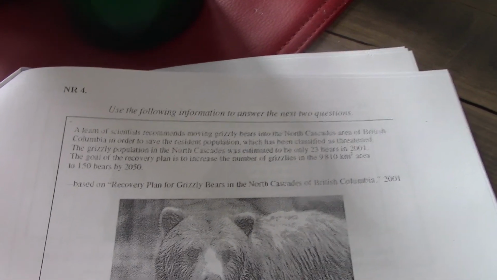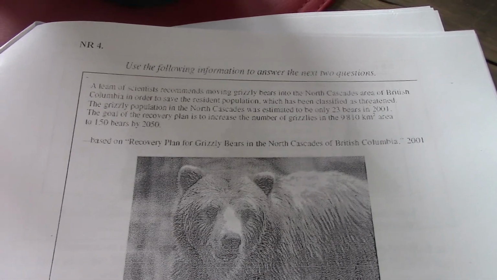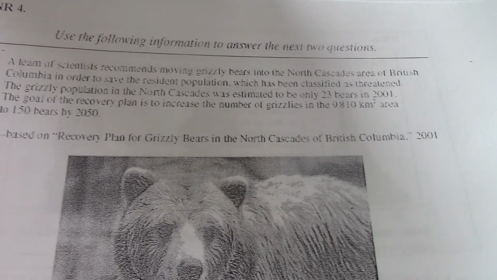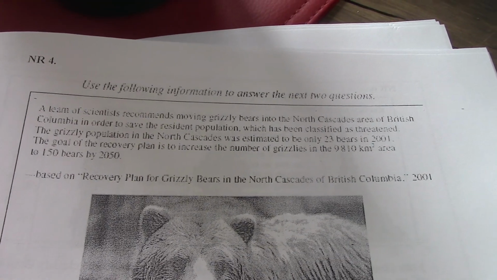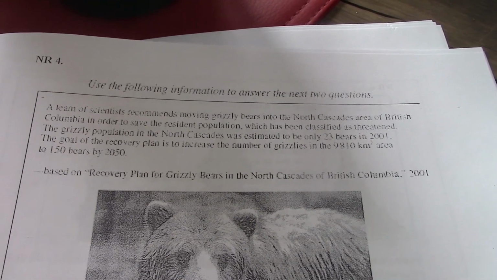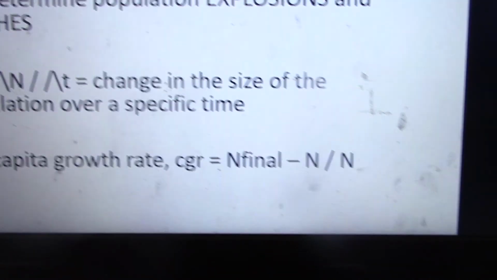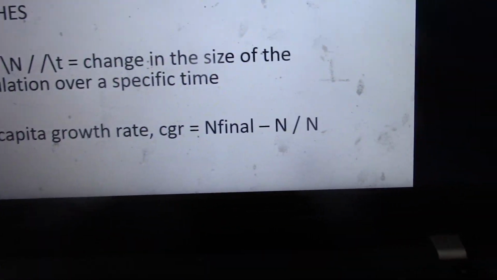So to find the growth rate, year over year, it'd be 150 minus 23, and that would be divided by 2050 minus 2001, and that would give you your bears per year required in order to get 150 bears. Right, so change in per capita growth rate is, right, so that's the growth rate that we discussed, but per capita growth rate is actually a more important term.